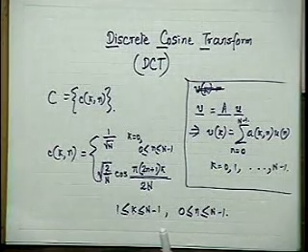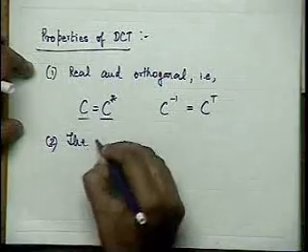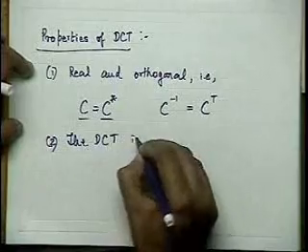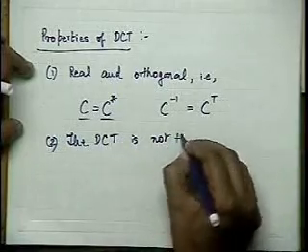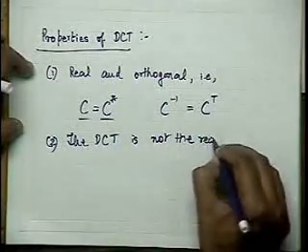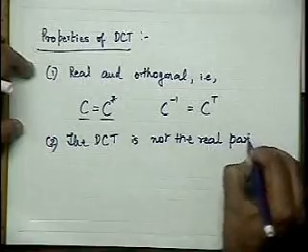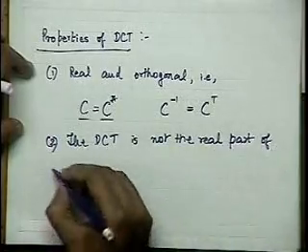Is it the real part of the unitary DFT? No, it is not. The discrete cosine transform is separately defined. It is important to note here that the DCT is not the real part of the unitary DFT.